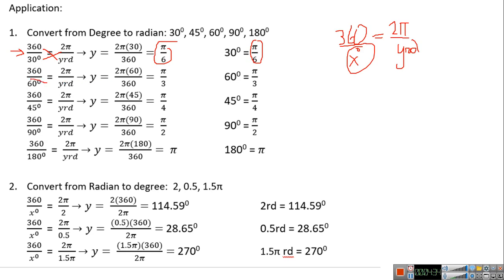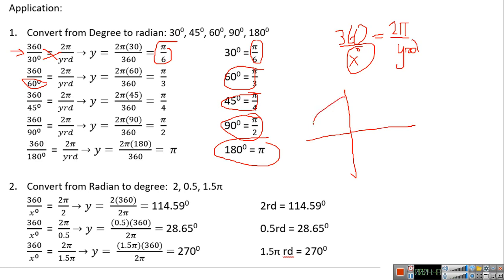Similarly, 60 degrees is pi over 3. 45 is pi over 4. 90 is pi over 2 if you replace it. And 180 is pi. So if you have a trigonometric circle here, we said that this is 0 degrees. Here it's 90 because, you know, this is perpendicular. If you go another 90 here, you have 180 degrees.